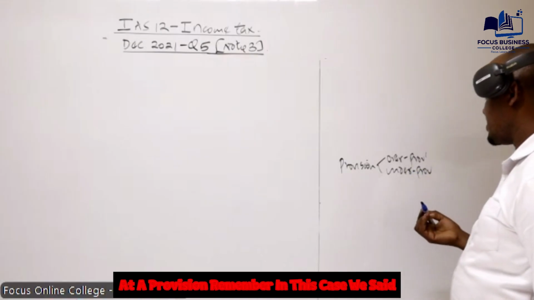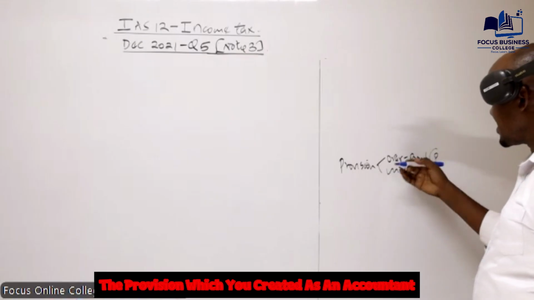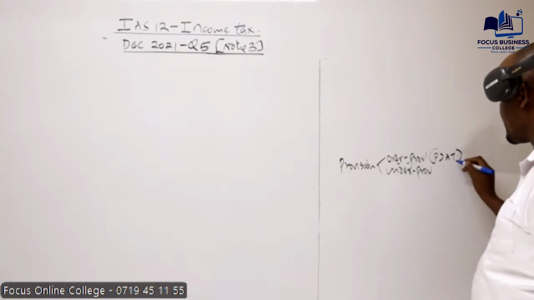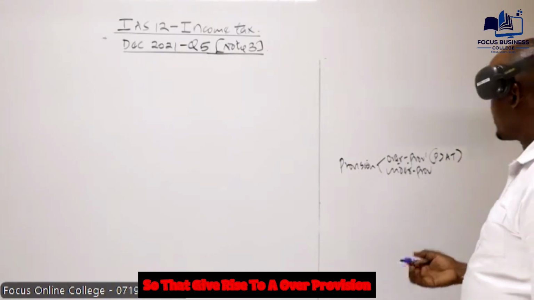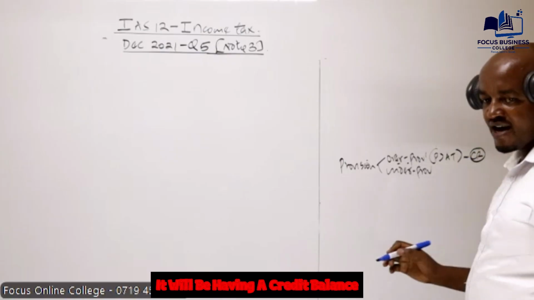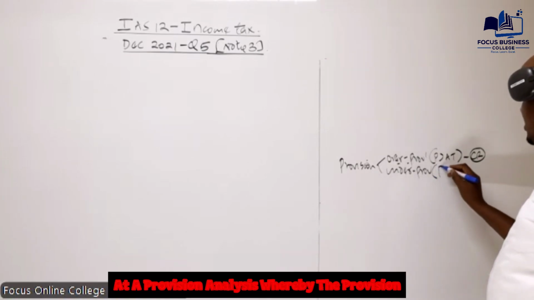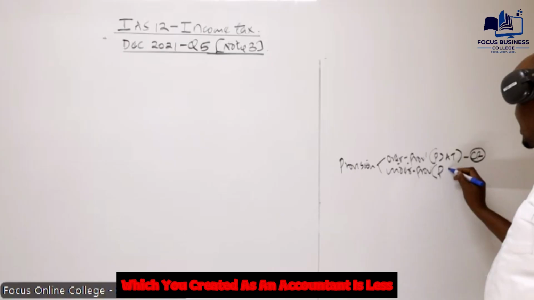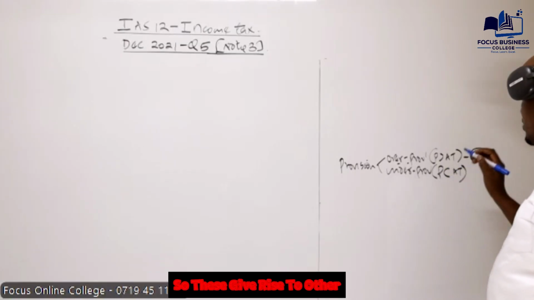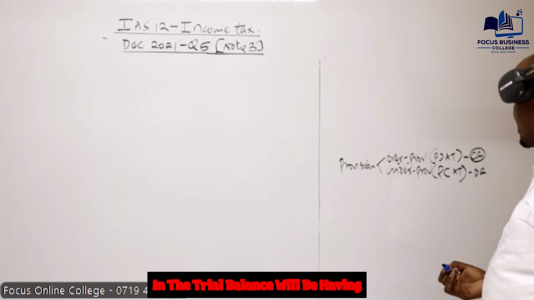Under provision. Remember, in this case, we said over provision arises whereby the provision which you created as an accountant is basically more than the actual tax. So that gives rise to over provision, which in the trial balance will have a credit balance. On the other hand, we said under provision is whereby the provision which you created as an accountant is less than the actual tax. So this gives rise to under provision, which in the trial balance will have a debit balance.